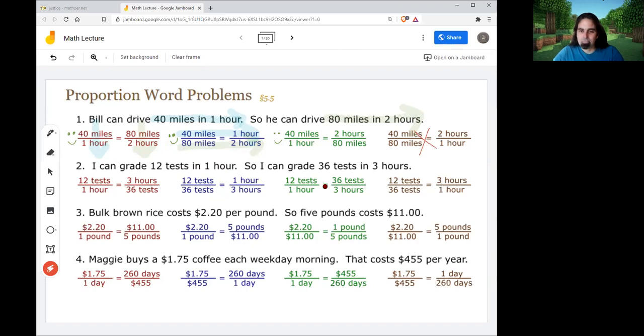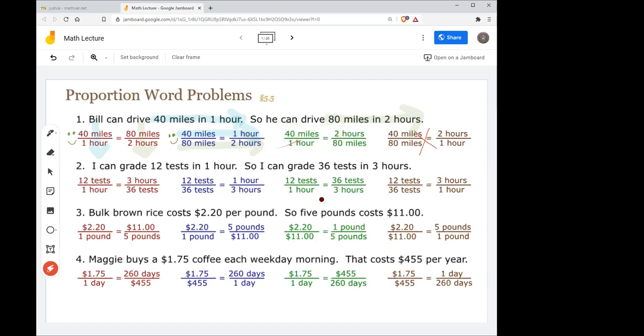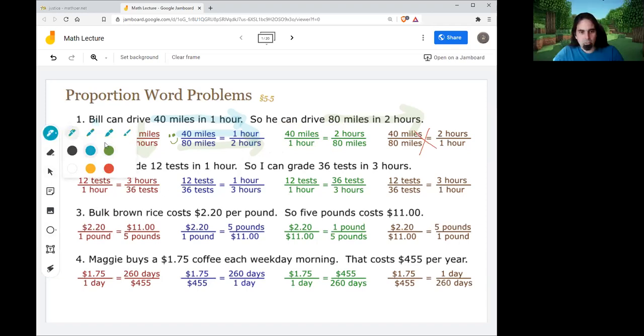That just looks all wrong to me. We can check the cross multiplying. Is 40 times 80 the same as 1 times 2? Nope, so that disqualifies it. Let's look at the arrows. 40 miles in 1 hour, 80 miles in 2 hours.